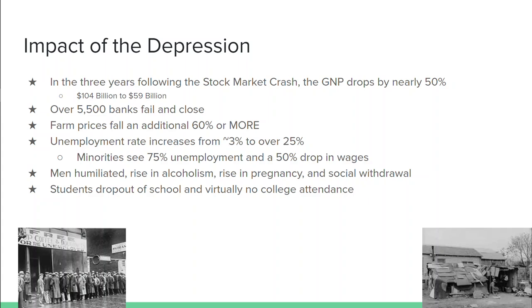So that means people who had their accounts with 5,000-plus banks, just their life savings disappeared overnight. Farm prices, the value of agricultural land goes in a free fall. And the unemployment rate goes from about 3% to 25%. One out of every four Americans is out of work. And if you are a minority, it's more like three out of four.